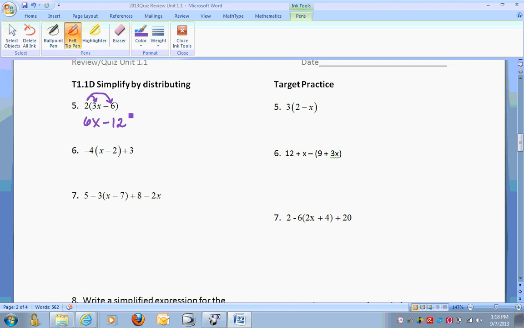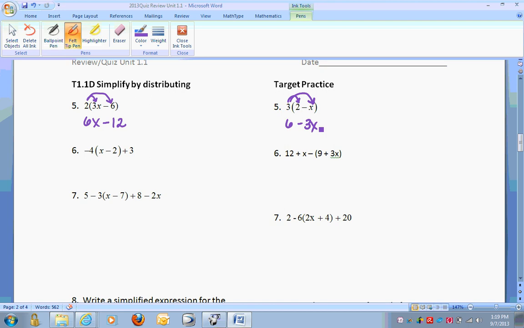And make sure that you're remembering those signs in front of each term. Notice I didn't multiply 2 times +6. I included that negative sign in front of the 6 there. Okay, same thing on this target practice number 5. 3 times 2, and then 3 times -x. So 3 times 2 is 6, and then 3 times -x is -3x.